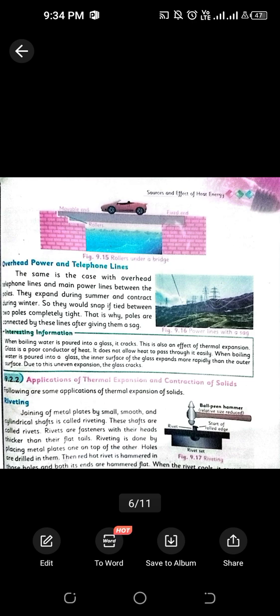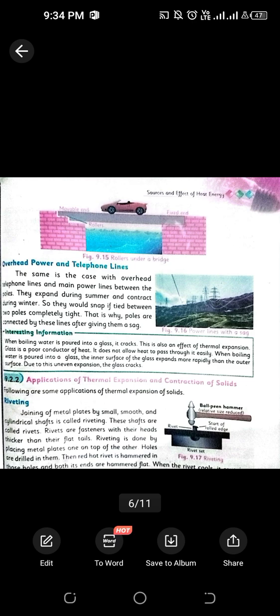preventing the thermal expansion is that you have to maintain some distance, whether between the metals, the slabs, the railway tracks, or the bricks. By maintaining some distance, the matter and the metals will expand themselves, and ultimately it will prevent them from damaging, from cracking, from bursting, from every destruction, right?